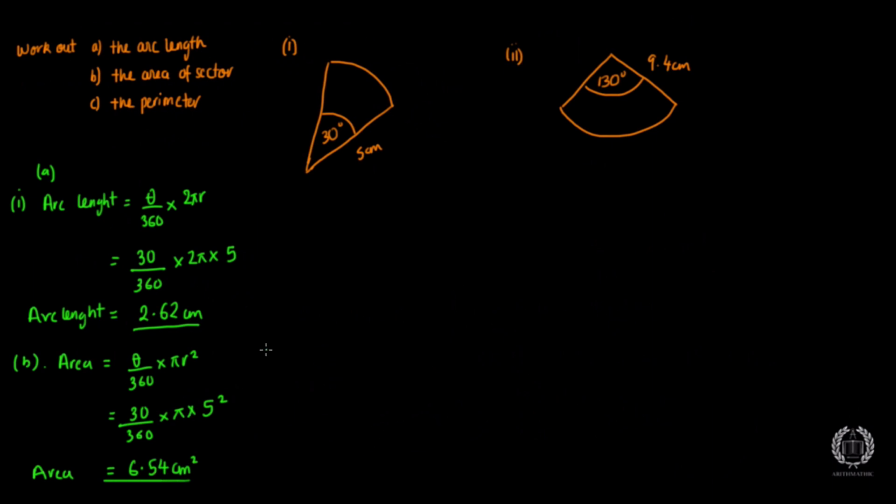Now for C, the perimeter is going to be basically adding up all the lengths. So the perimeter is going to be 5, the radius, plus the arc length, which we found in A, which is 2.62, plus the other radius, which is 5. If we add these up, that should give us 12.62 centimeters, and this is my perimeter.